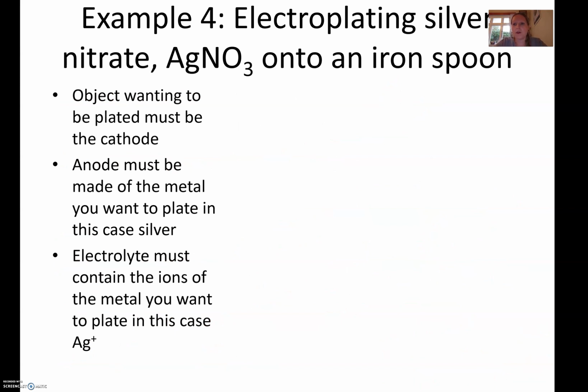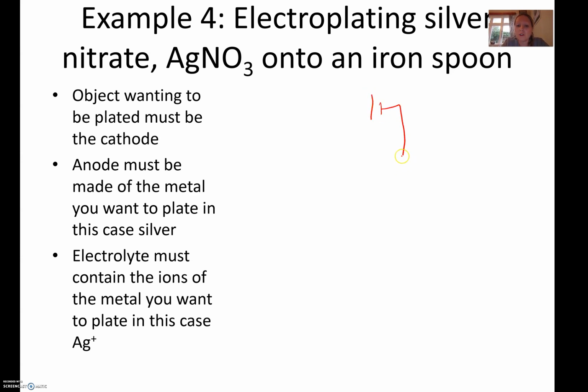So the final thing we need to talk about with electrolytic cells in this tutorial is electroplating. So electroplating is where we plate an object which needs to be conductive, so it's normally a metal, with another metal. So I'm just going to show you the setup here.